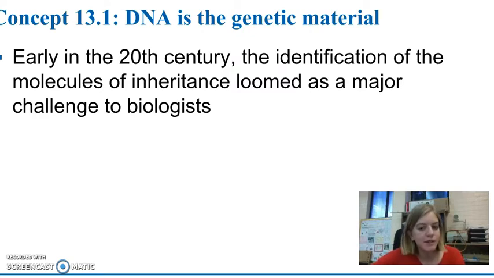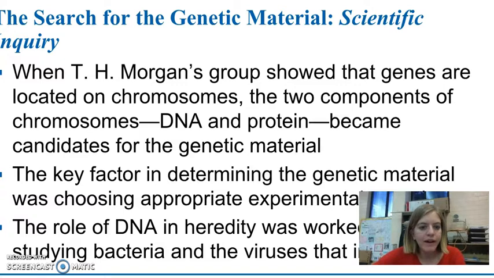As early as the 20th century, we still didn't know what caused inheritance in biology. Some people thought it was proteins, and some people thought it might be nucleic acids, but we still weren't really sure. So we did discover that there were genes located on chromosomes, and we knew that chromosomes were made up of DNA and protein, but we didn't really know which part was really responsible for the inheritance of genetic material. And we basically studied bacteria and viruses, and that's kind of how we started to figure out, oh, this is where DNA comes from, and this is how DNA works.